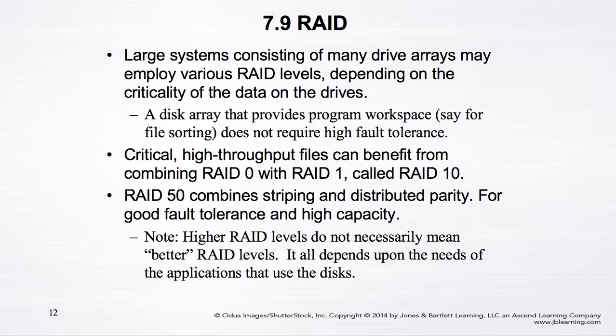Basically, a large system consisting of many drive arrays may employ various RAID levels depending on the criticality of the data on the drives. For example, a disk array that provides program workspace, such as file sorting, does not require high fault tolerance. However, some critical or high throughput files can benefit from combining RAID level 0 with RAID level 1, sometimes called hybrid RAID 1.0. Also, RAID 5.0 combines striping and distributed parity for good fault tolerance and high capacity as well.